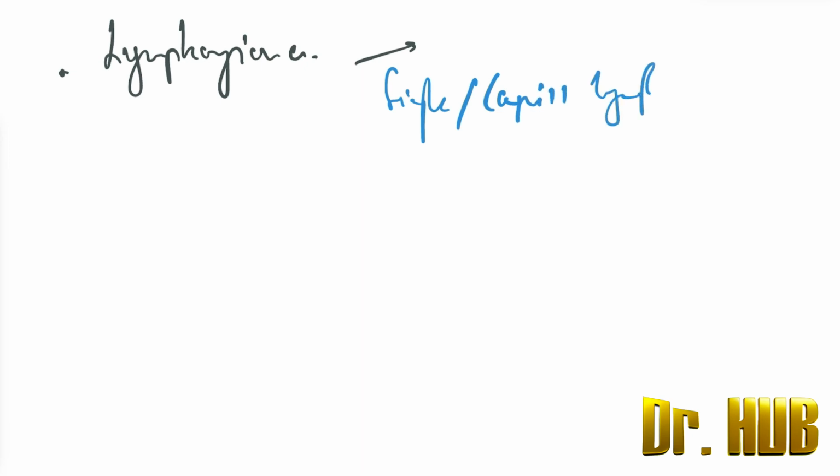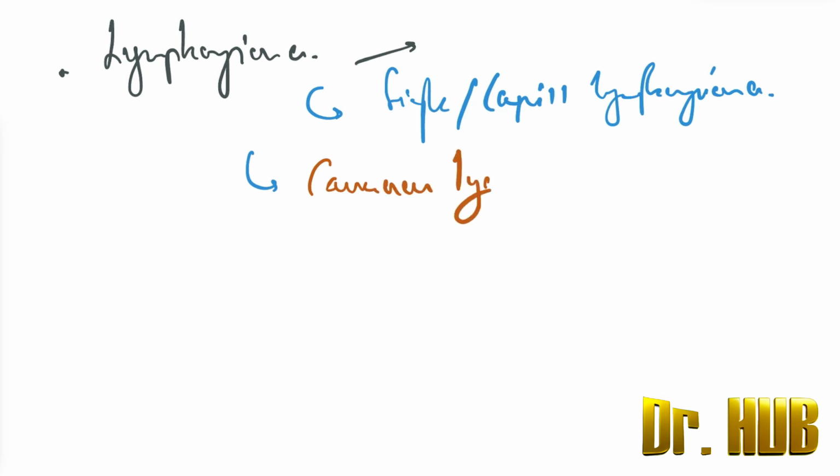There is lymphangioma. So what are the components of lymphangioma? It includes a simple capillary lymphangioma. Next, what is involved is the cavernous lymphangioma. There is a cystic hygroma.